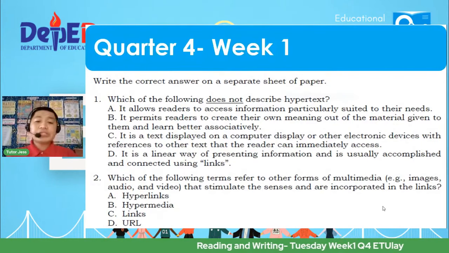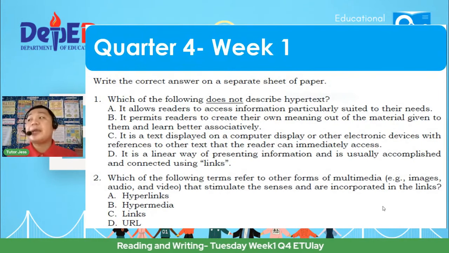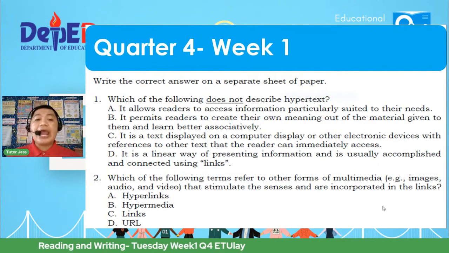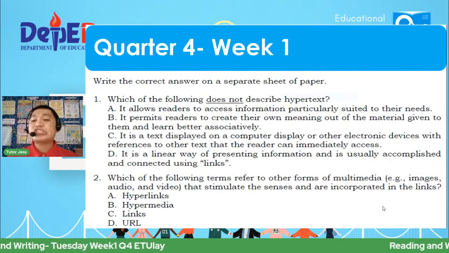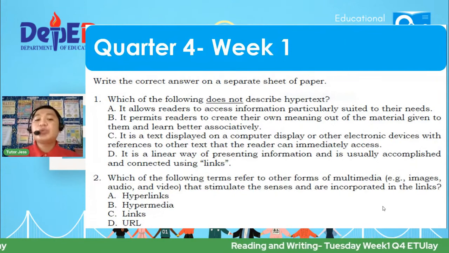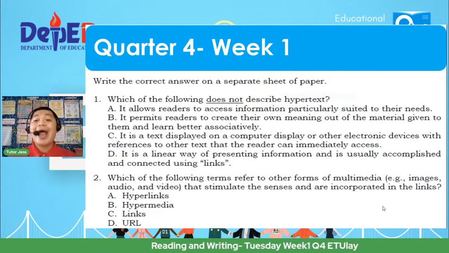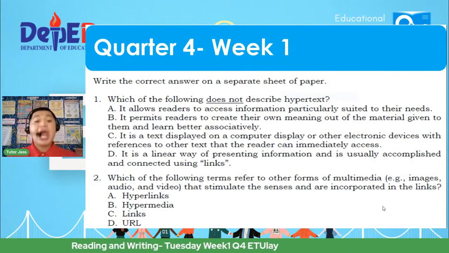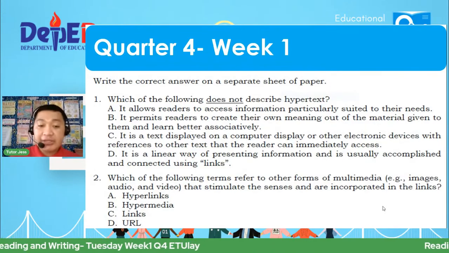Number one, which of the following does not describe hypertext? A, it allows readers to access information particularly suited to their needs. B, it permits readers to create their own meaning out of the material given to them and learn better associatively.